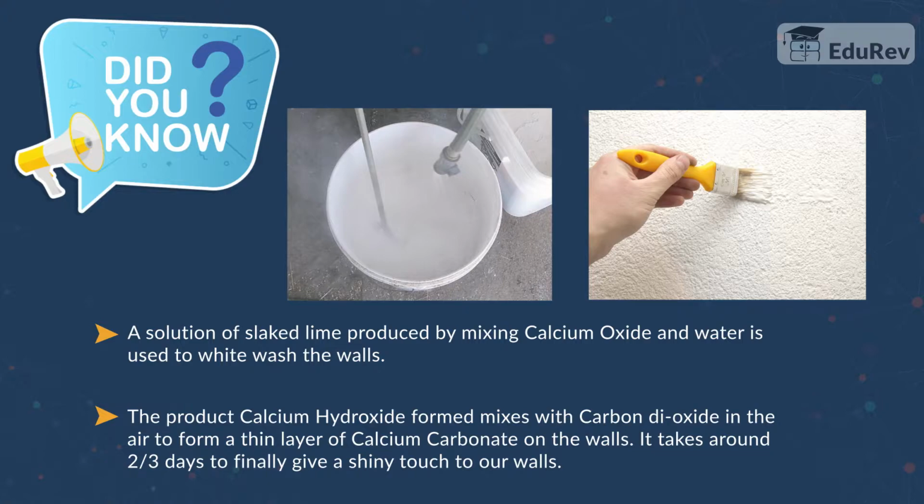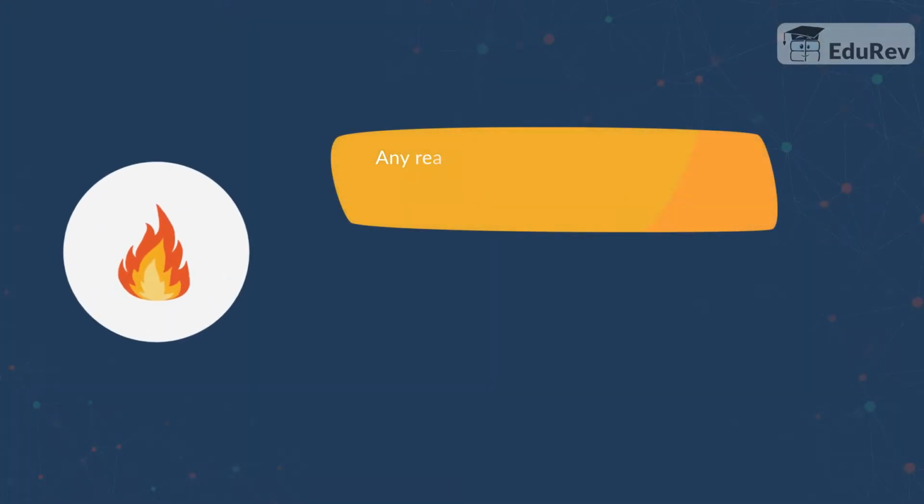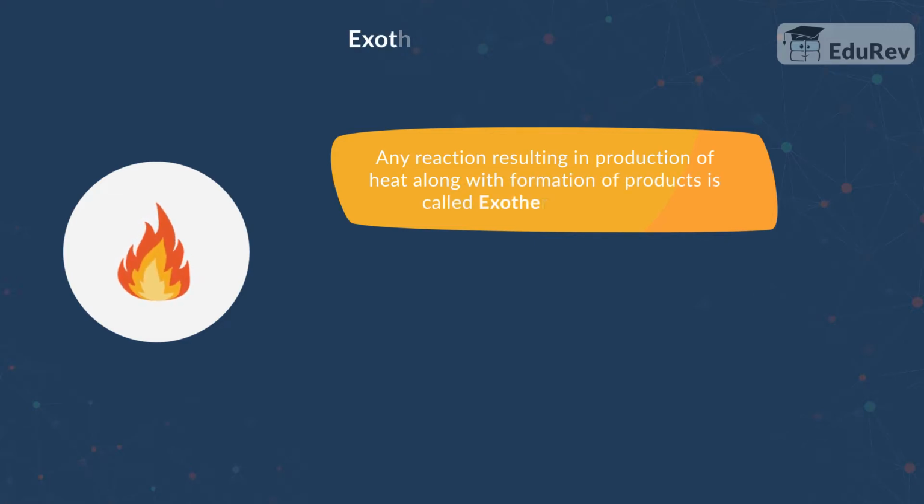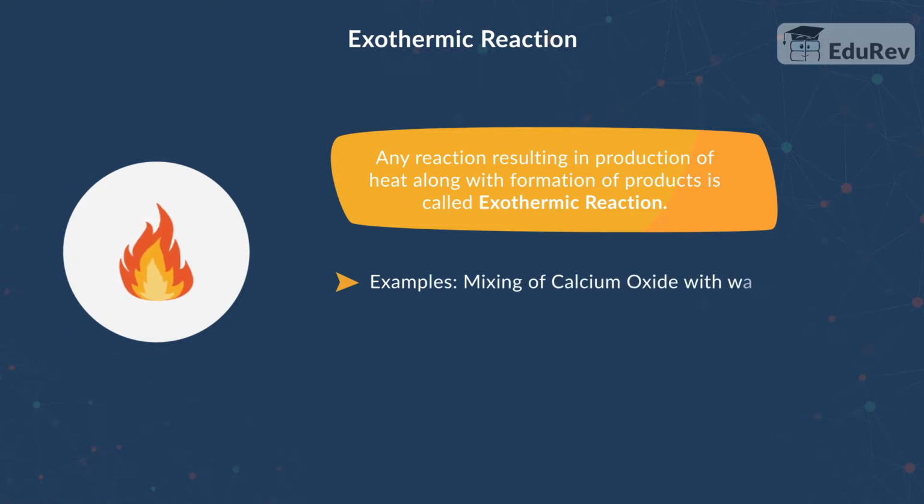This falls under a different type of reaction category. We will study this a little later. Any reaction which results in production of heat along with the formation of products is called an exothermic reaction. Mixing of calcium oxide with water, respiration process are some examples of exothermic reaction.